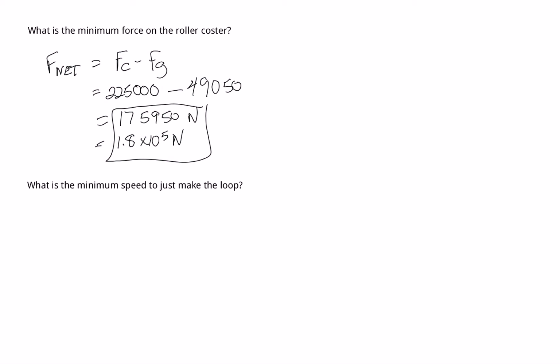So at the bottom of the loop, the roller coaster would have the most force. At the top of the loop, it would have the least force, so we just add or subtract. The other type of question you get with this would be, what is the minimum speed the roller coaster would have to go so that it just barely makes the loop?